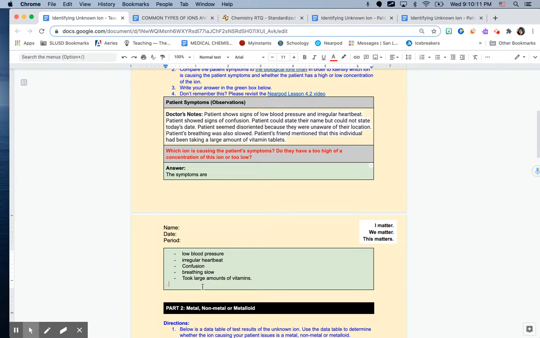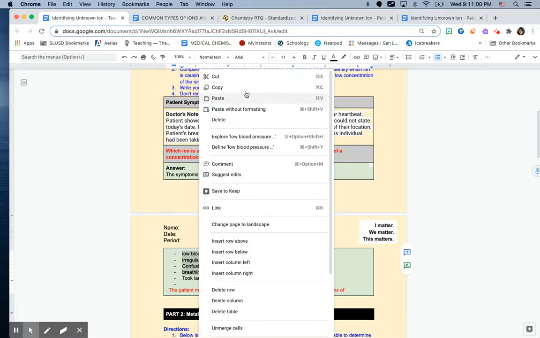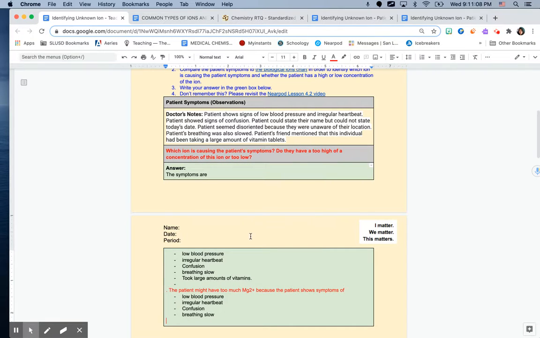Then you would respond in the green box. I wrote that the patient might have too much magnesium ions, or Mg2+, because the patient shows symptoms of, and I'm just going to copy and paste these 4 things. That's my particular guess.